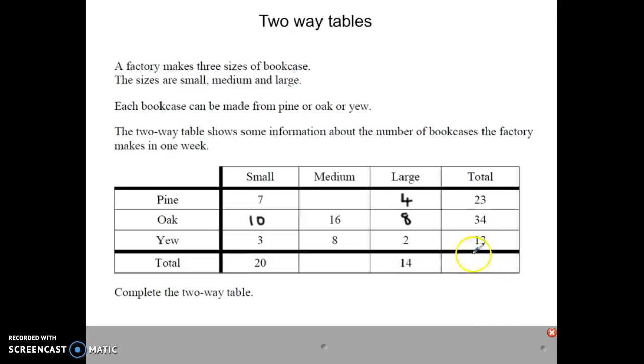So I'm going to give you a few seconds to add up this end column. Pause the video, add those up, and then we'll restart. Did you come out with 70? If you did, that's good. So let's write in 70 there.